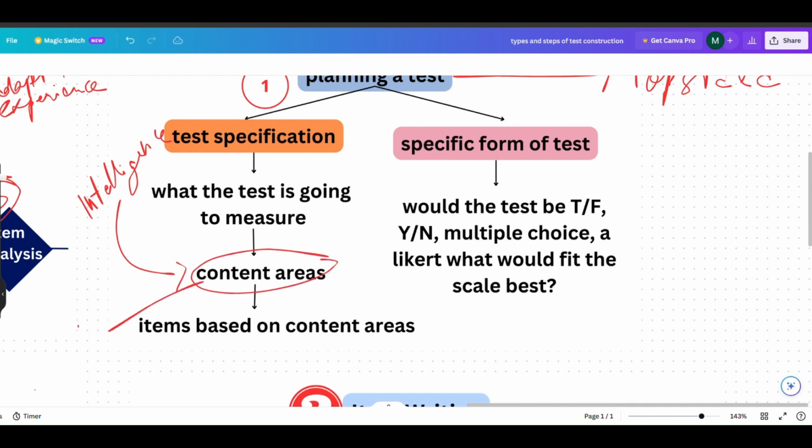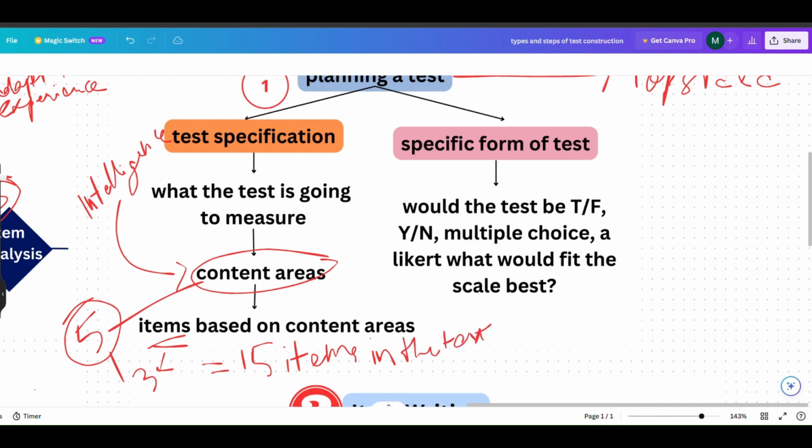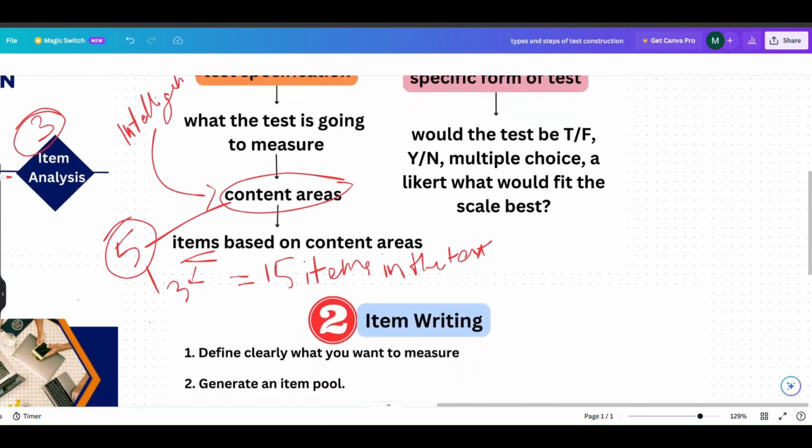These would be the content areas of the test. Now, if there are 5 content areas of the test, and then the items are based on the content areas, suppose for each content area there would be 3 items. It means there would be in total 3 fives, 15. There will be in total 15 items in the test which I'm making. But this is just the first part, because in the last step, which is the item analysis, a lot of items are removed so that the test is even stronger. Now coming to the item writing.